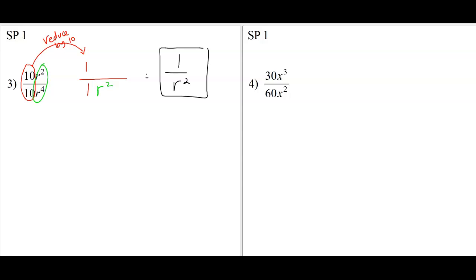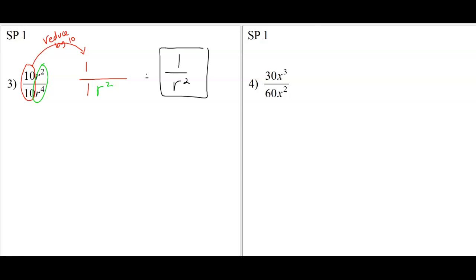So there's the answer to number 3. Reducing 10 over 10 is 1 over 1. And 4 minus 2 is 2 for the exponent. So we have r squared. And we put it on the bottom because the bigger one is on the bottom. So we don't really need the coefficient of 1 in front of the r squared there, so we could just write r squared. So the final answer is 1 over r squared.